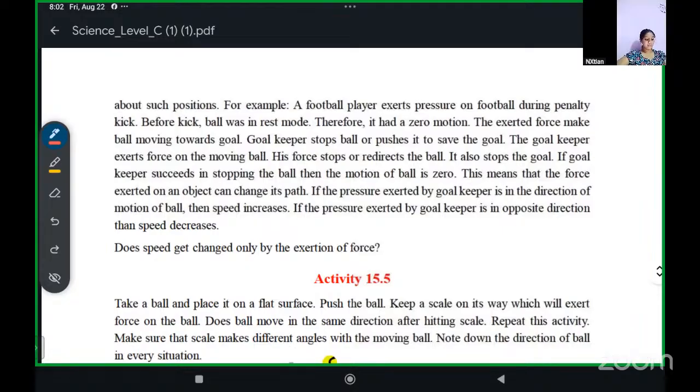This means that the force exerted on an object can change its path. If the pressure exerted by the goalkeeper is in the direction of the motion of the ball, the speed increases. If the pressure exerted by the goalkeeper is in the opposite direction, the speed decreases. Okay, understood this thing? Okay, yes.